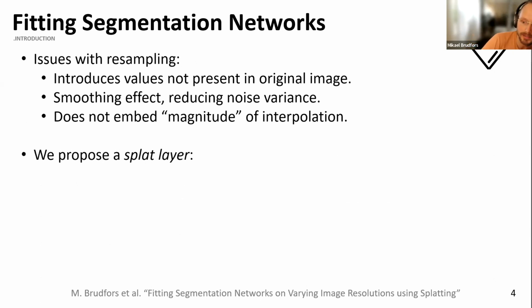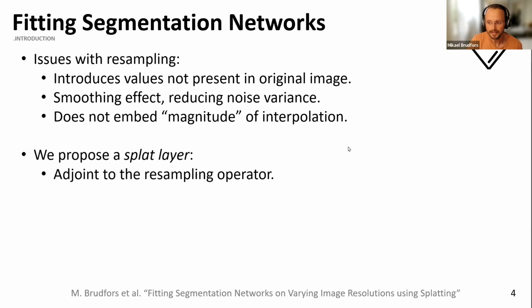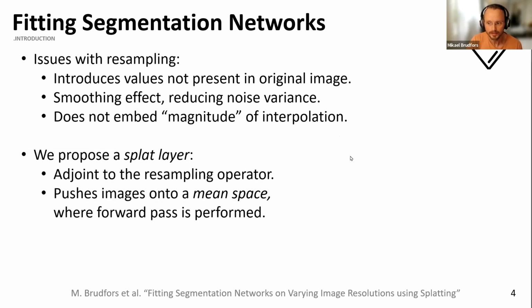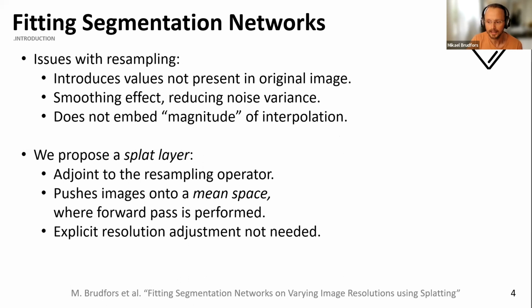Therefore, to overcome these issues, we in this work propose the use of something known as a splatting operator as a layer in a segmentation network. The splatting operator is the adjoint of the resampling operator. The splat layer does not interpolate voxels, but rather pushes them onto a so-called common image mean space. It is in this mean space that the network will do the forward pass. Integrating this splat layer at the head of the network means that no prior resolution adjustment like resampling is needed as a pre-processing step.